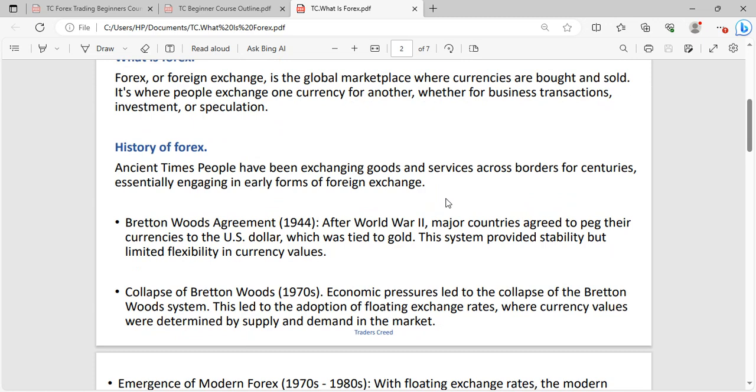So the history of Forex basically started from the trade by barter system where you offer one good in exchange for another. I have my rice and you have beans and I want beans. So you give me what I want, you collect what you want. Basically that's the whole idea.